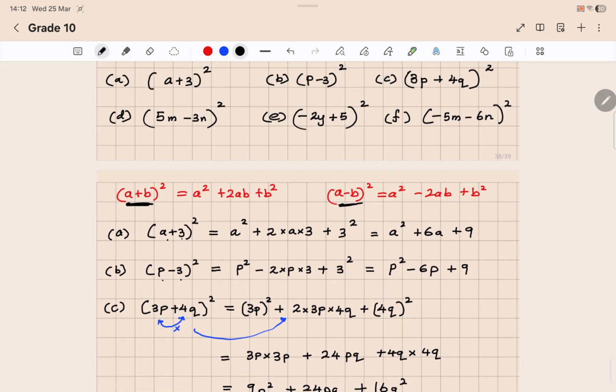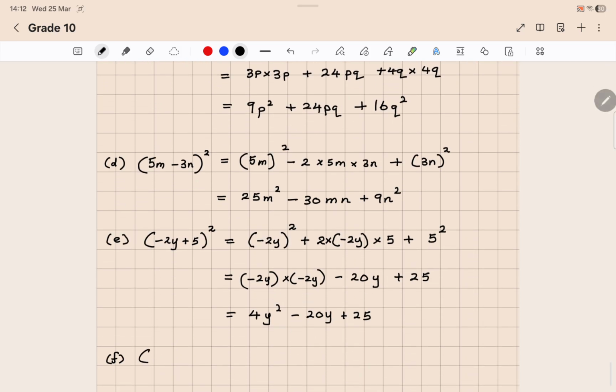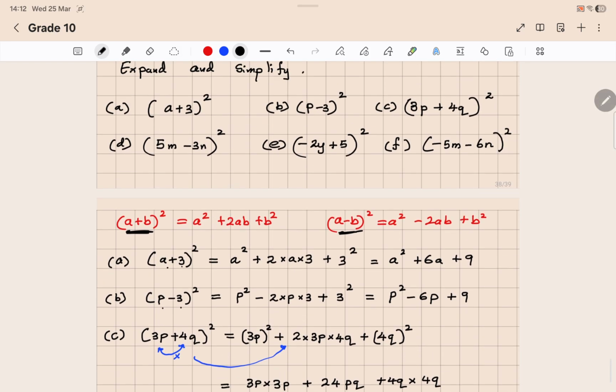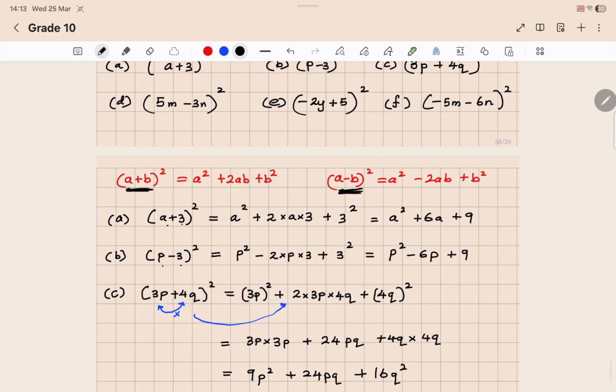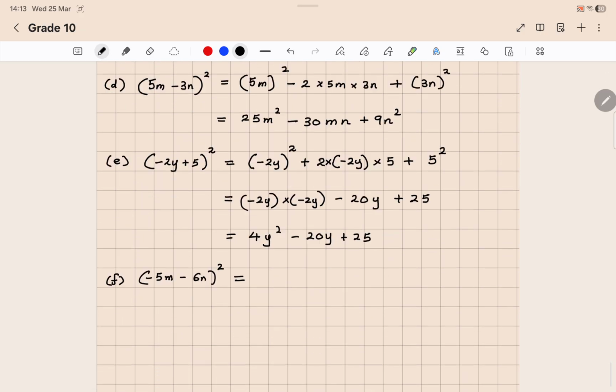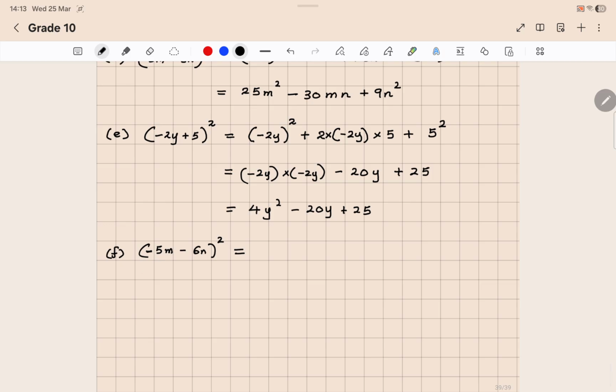Right, next one is what? Minus 5m minus 6n squared. So middle is minus, no? So then you have to use this second formula, the a minus b formula, and a is minus 5m. Okay, remember that a is now minus 5m whole thing squared, middle is minus, no? So minus 2 into minus 5m, which is a term, and b is just 6n, plus 6n squared, b squared.